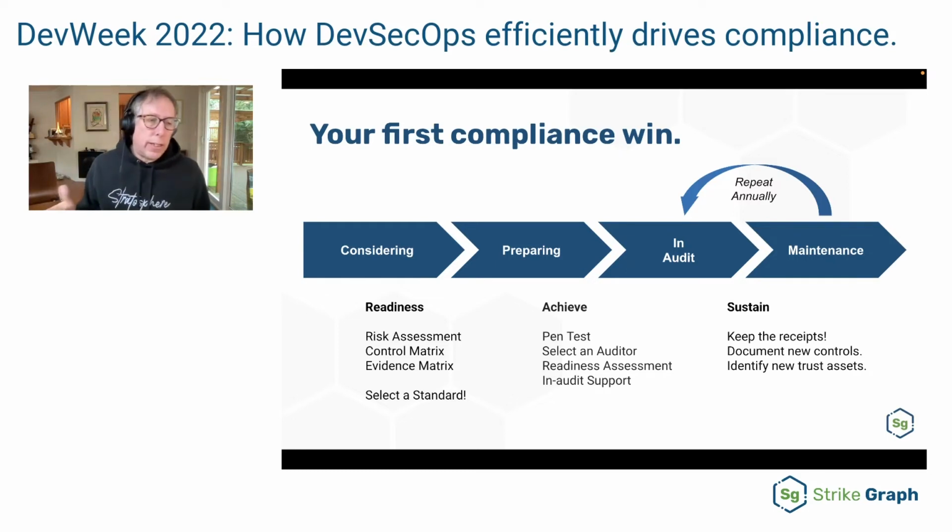Finally, it's important to understand that after you pass your audit, you're going to have to renew that annually. You're going to have to go back in once a year and re-pull all that evidence and data, the control operation information, because the auditor looks back historically at your practice to ensure that your controls were meeting the operation that they needed. And so throughout the year, it's good to treat security as a habit. Keep the receipts, document your new controls, and start to identify new trust assets you want to go after.